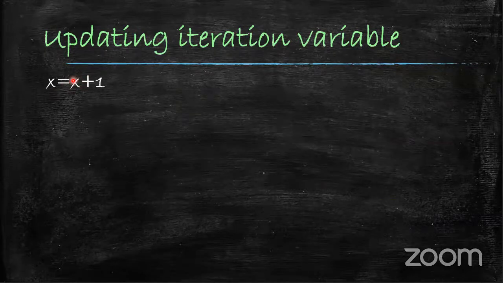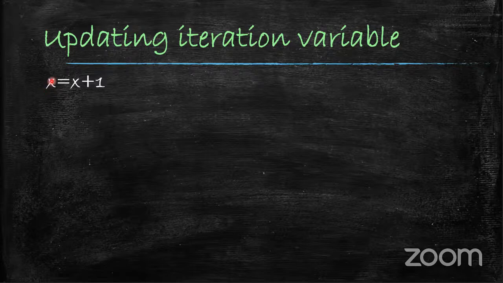Here, what happens when you write x = x + 1 is that a new x variable is created after deleting the previous x. Is it clear? Yes, sir. Okay.